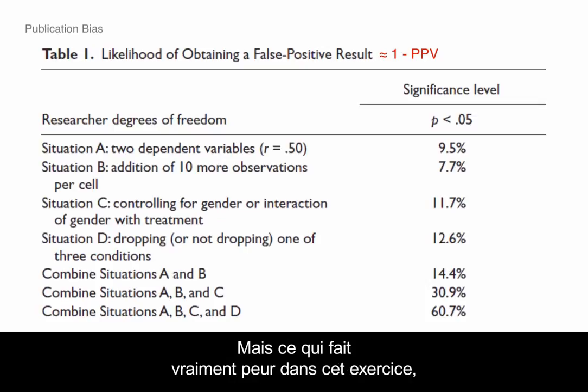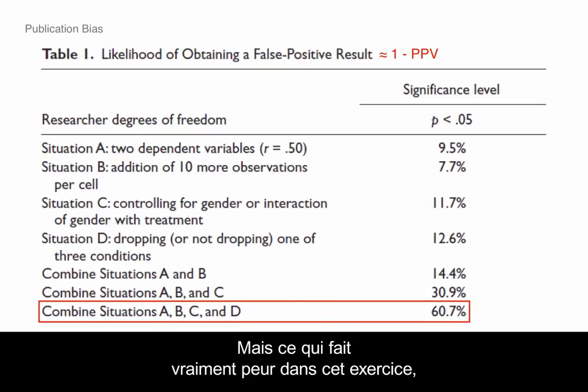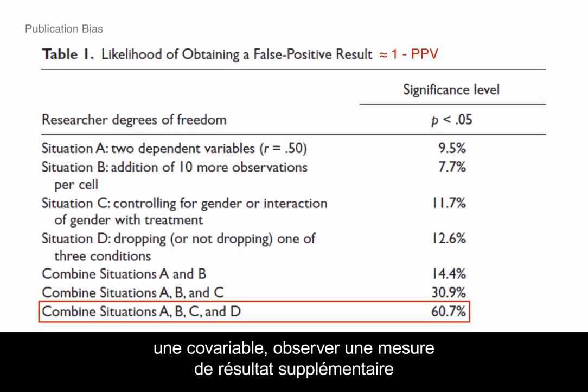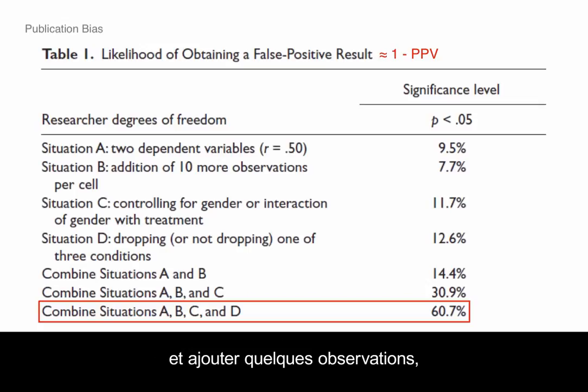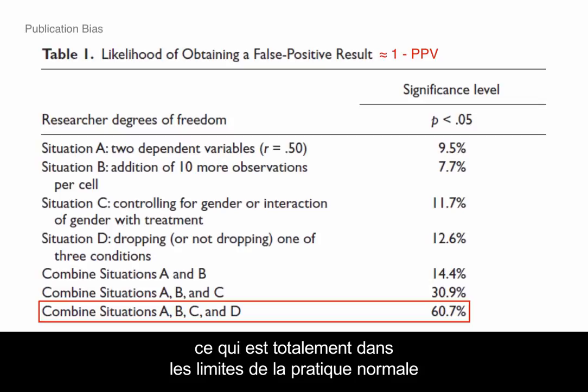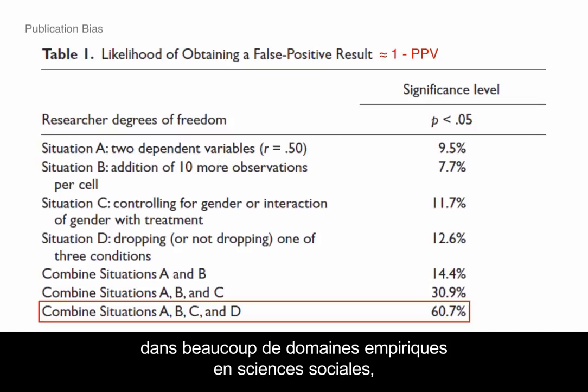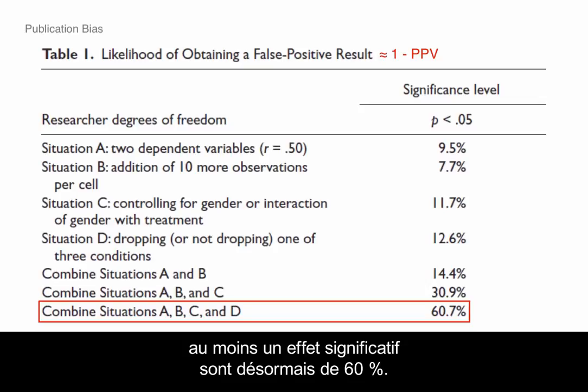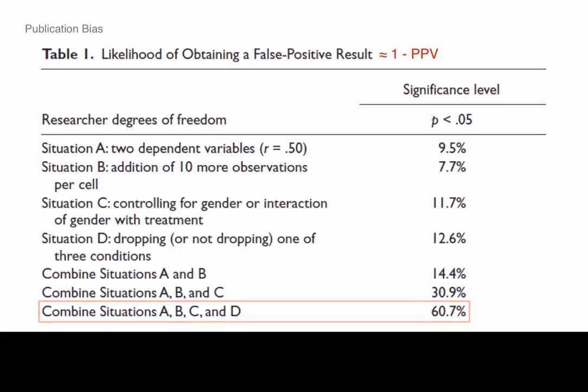But what gets really scary in this exercise is the ability to combine them. So if I can do all 4 of these things, add a covariate, look at one additional outcome measure, add a few observations, things that are totally within the bounds of normal practice in a lot of empirical fields across the social sciences, the odds that I'm going to find at least one significant effect is 60% now.